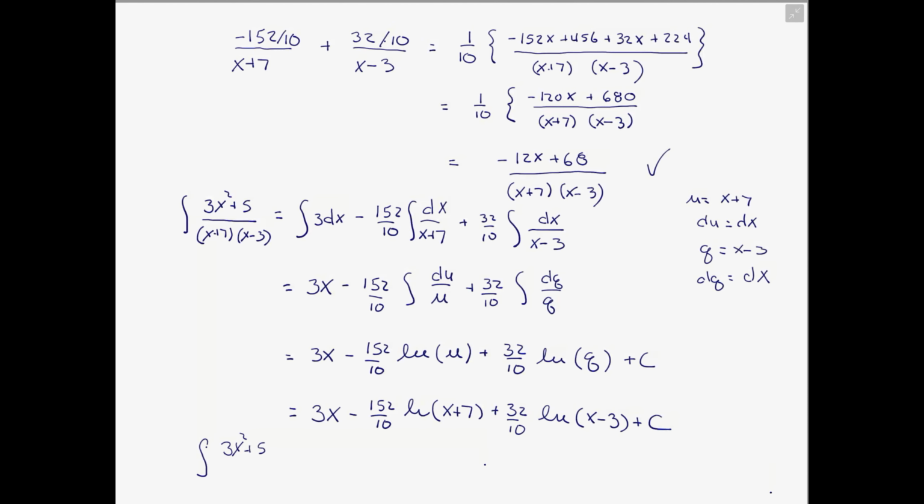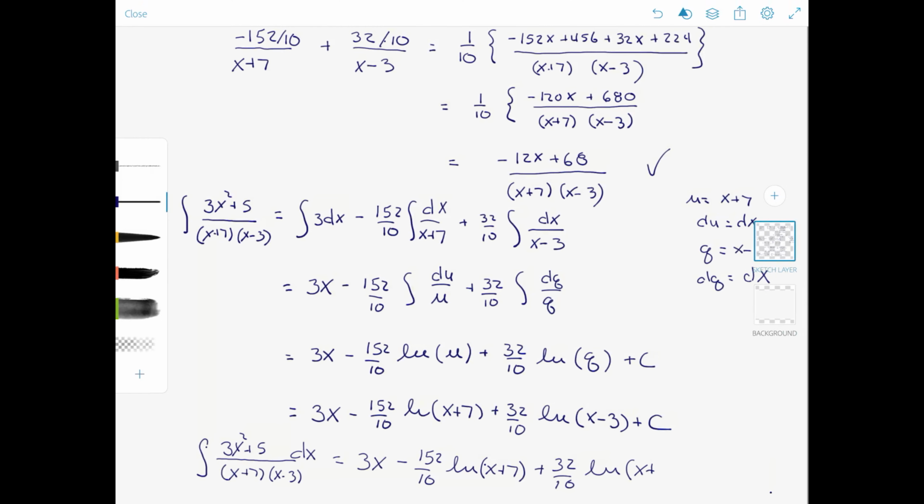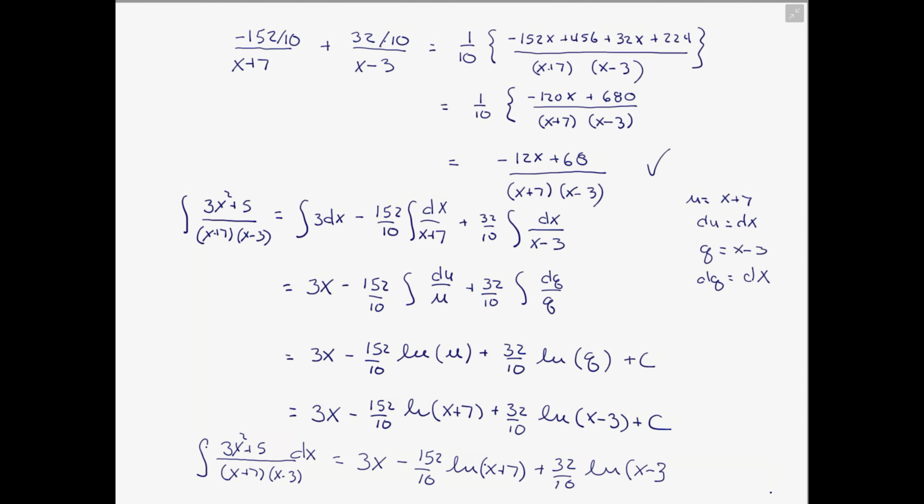So what we're going to do is just leave it like this. We're going to leave it 3x squared plus 5 over x plus 7 times x minus 3 dx equals 3x minus 152/10 natural log of x plus 7 plus 32/10 natural log of x minus 3, plus c. And that's our solution.